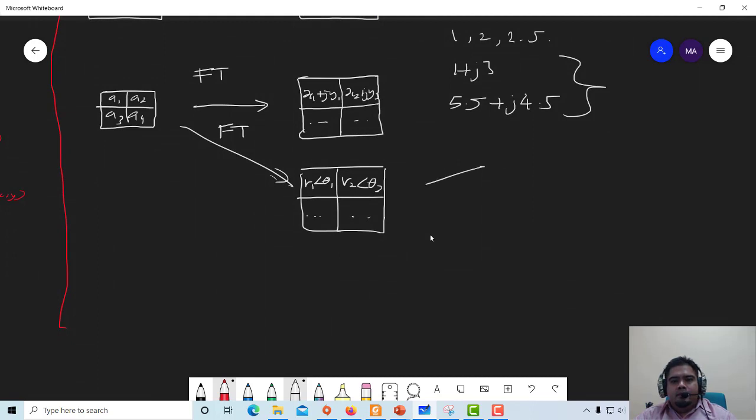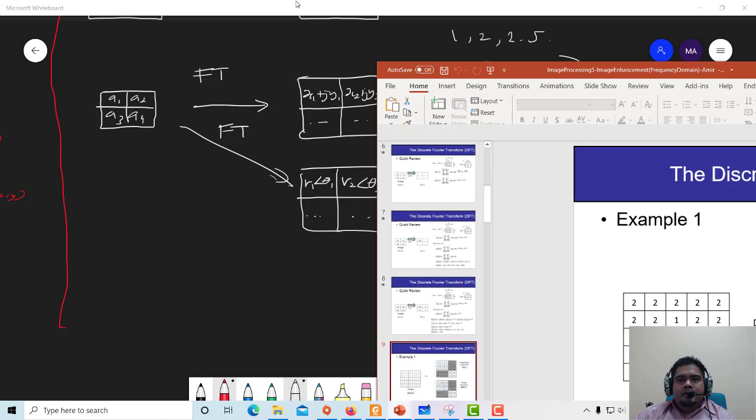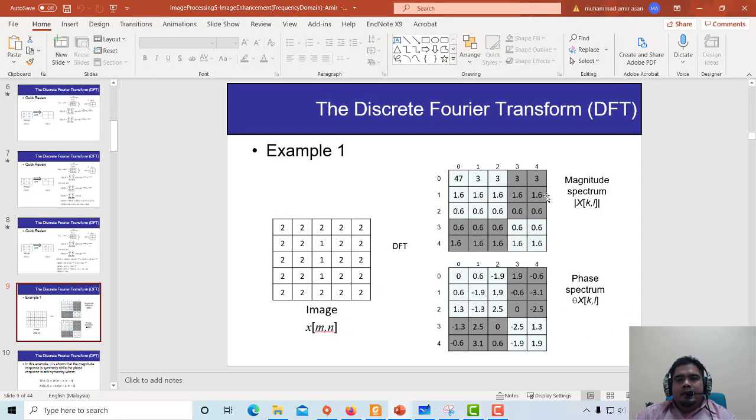But you can also change it so that you have r1, r2, and so on here, and theta 1, theta 2, and so on there. So you separate the real component and imaginary component into two matrices. That's why in this slide it's already separated. In other words, these two matrices are merged together in the form of complex numbers when you apply the Fourier transform. When you display the image, like I said, in a real application you don't see anything meaningful; it's a meaningless image.